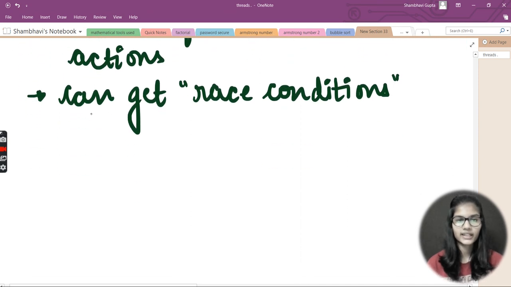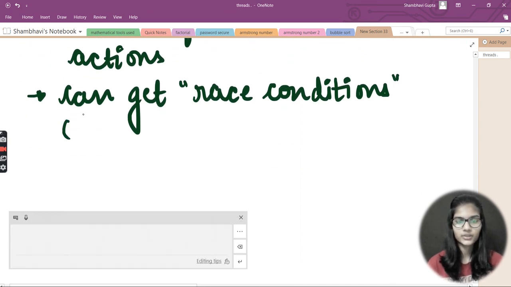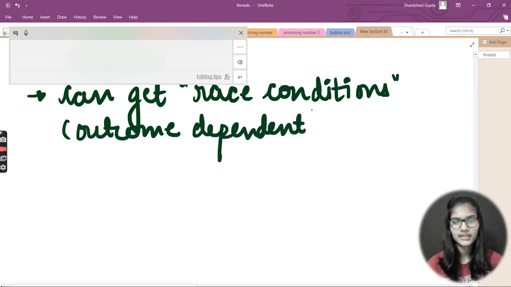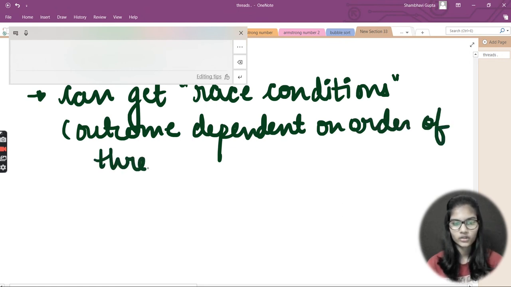Let me put a bracket here and write that thing as well. That is basically the outcome dependent on the order of thread execution. So it means that we can get race conditions as well.